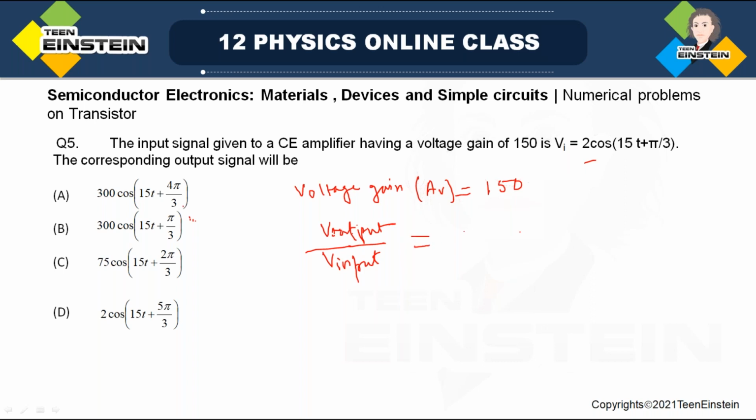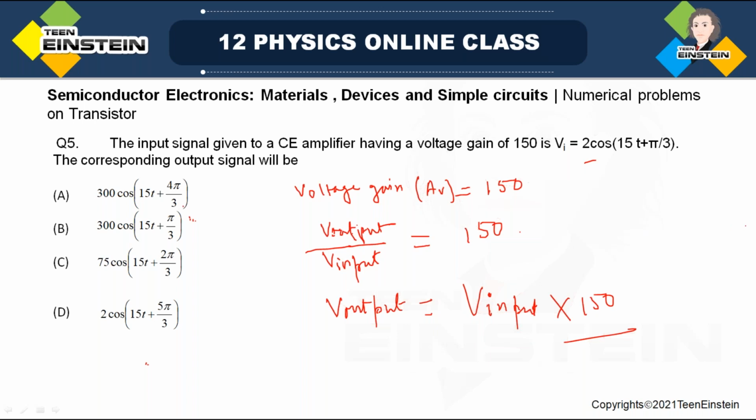So this is equal to 150. So can you find out what is V output? If your input is this much, look, V output will be V input into 150. So this is the answer. So what is input? Input is given here.